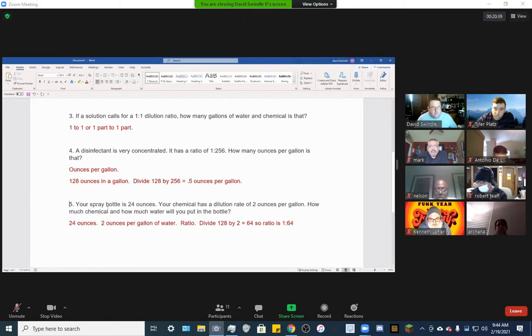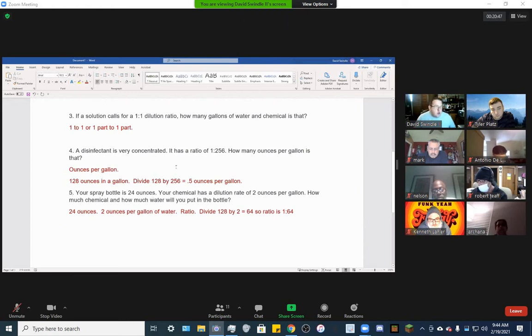Yes. So to solve these dilution ratios, all you need to do is divide. In the case of when we're asking the question of ounces per gallon, we're going to be doing division. By the chemical or the water?